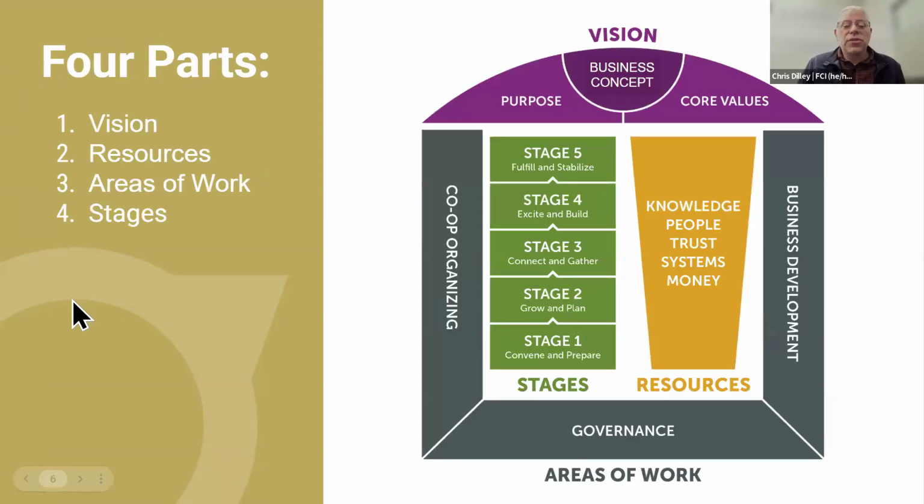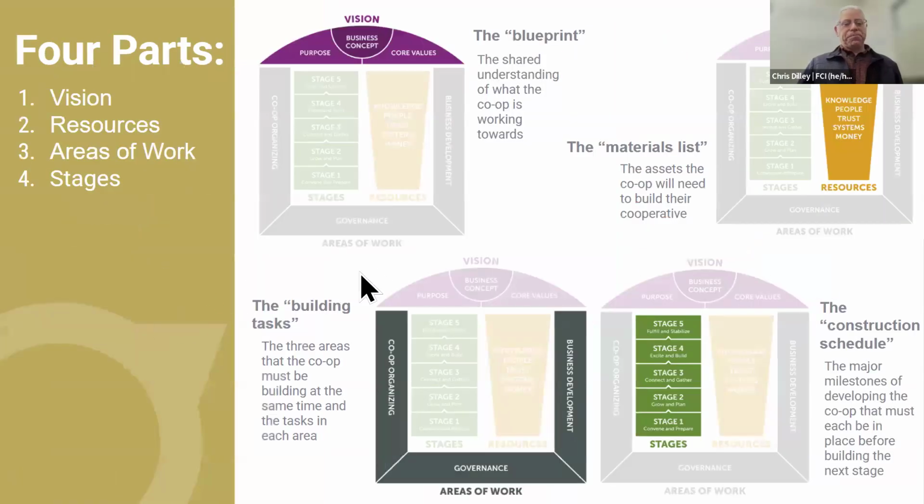The framework has four parts. Just quickly, vision is at the top. The resources are to the right side in the gold. I'll go through each of these a little more in depth in a minute. The areas of work are the bucket, or the container, around holding up the vision. And then the stages are the green, and that's what we progress through over time. So let's go in a little more depth on each of those.